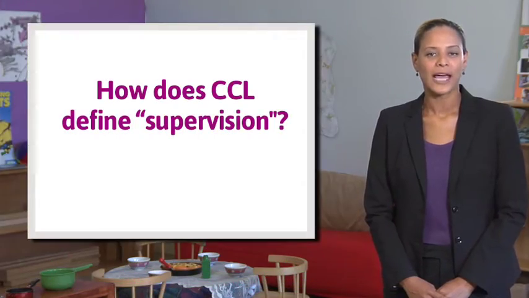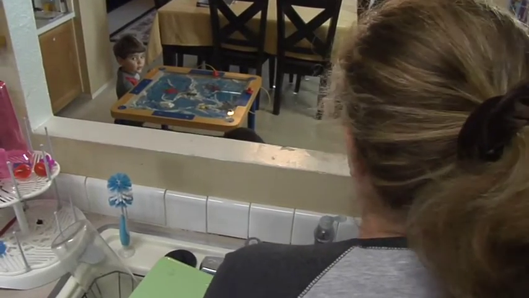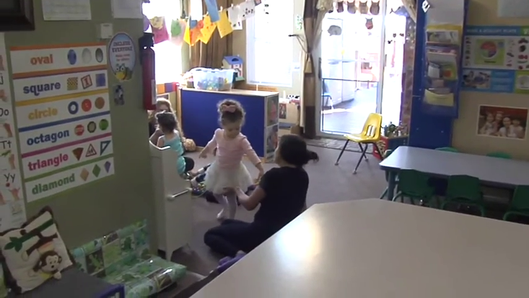How does community care licensing define supervision? Supervising children in family child care means that you are responsible for observing and monitoring each child's activities and knowing where they are at all times. No matter the layout or design of your home, you must be able to monitor children in different rooms, as well as indoors and outdoors. Putting this definition into practice is essential. Lack of supervision is a primary factor in accidents and injuries that occur in family child care homes.